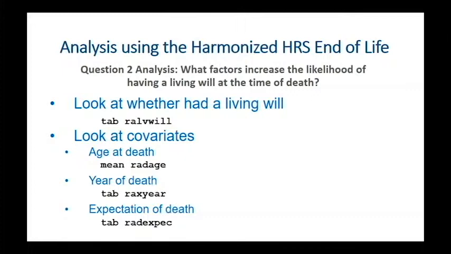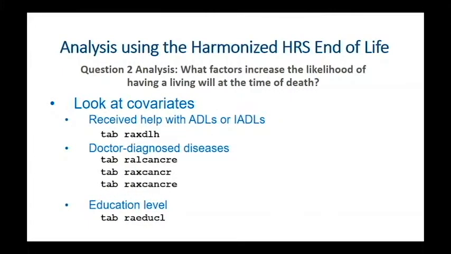For our next research question, we're going to look at what factors increase the likelihood of having a living will at the time of death. To get to the bottom of this, we're first going to run tabs of several variables, the first being whether the respondent had a living will at the time of death. We're also going to look at multiple covariates, including the age at death, year of death, whether death was expected to occur, whether the respondent was receiving help from someone for ADLs or IADLs.